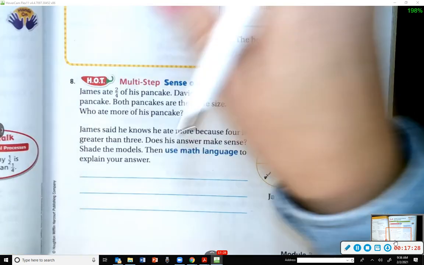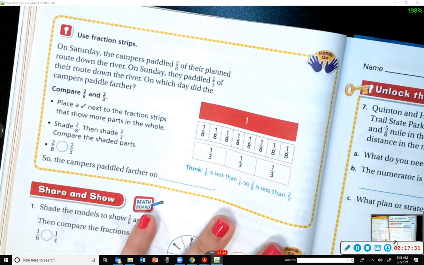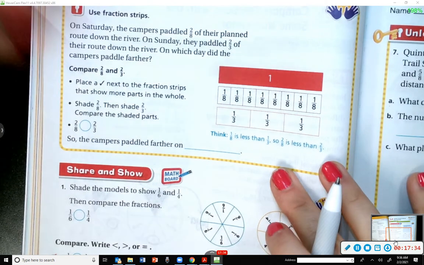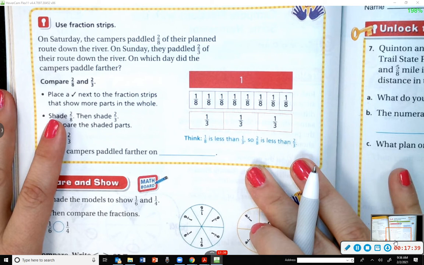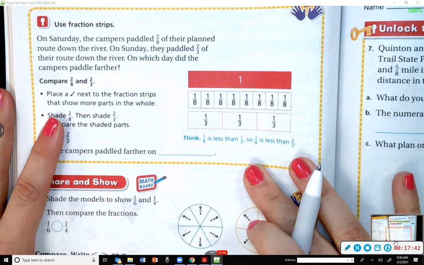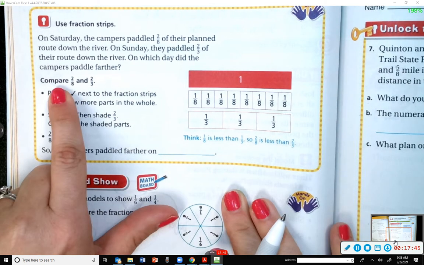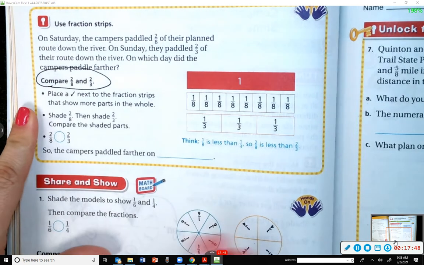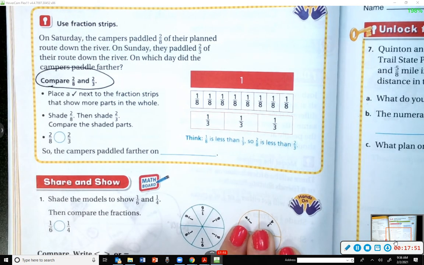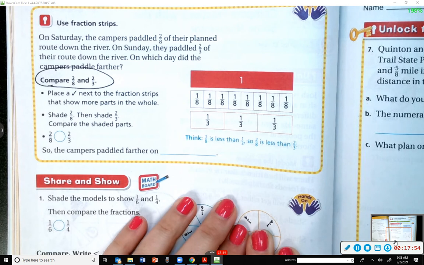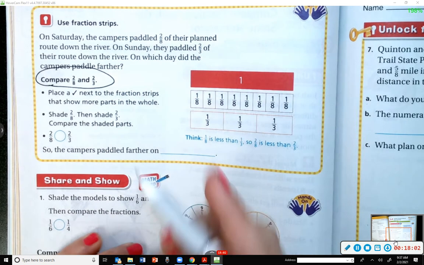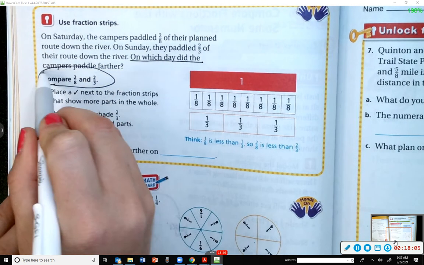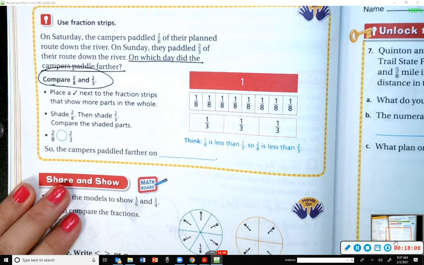Flip the page. Now here's the fraction strips, like what we looked at. So we looked at the fraction strips on our chart, and we drew circles in our notebooks. Okay, so now let's compare 2/8 and 3/8. On Saturday, the campers paddled 2/8 of their planned route down the river. On Sunday, they paddled 2/3 of their route down the river. On which day did the campers paddle farther? Okay, so we want to know which fraction's more, right? 2/8 or 2/3.